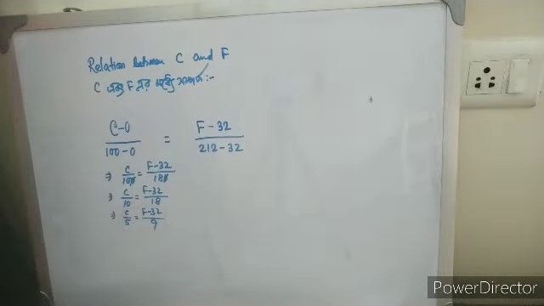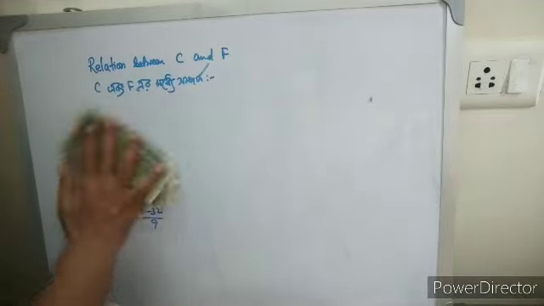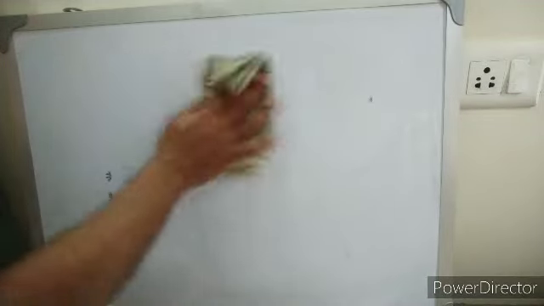You have to remember it, because I am going to give you some mathematical problems and I will solve them also. So along with me, you start doing this. You have to remember this one. I'm sure that you definitely remember this formula, C by 5 equals F minus 32 by 9. Now come to some mathematical problems regarding this relation between C and F.